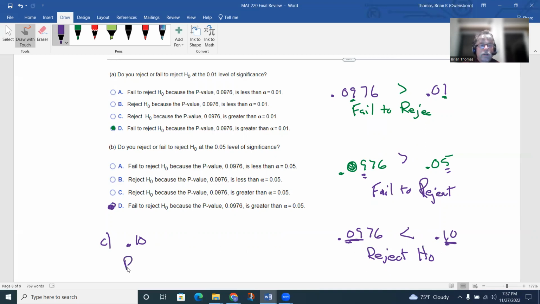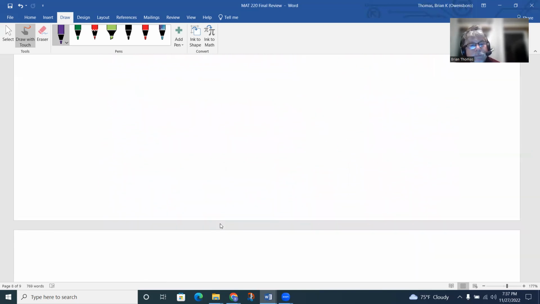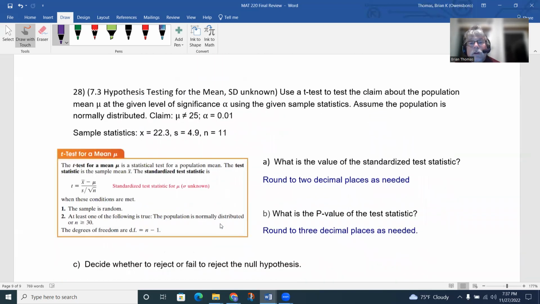So we would be rejecting the null hypothesis because the p-value is less than the 0.10. Okay. What else we got here?